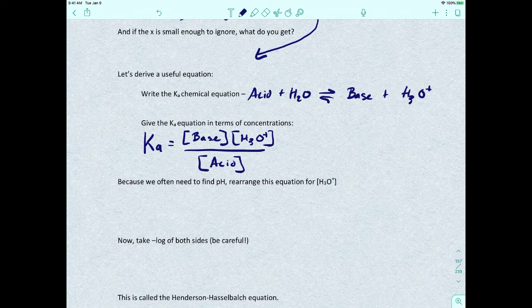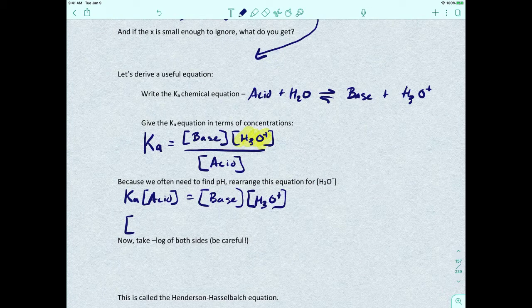Now, because we often need to find pH, let's rearrange this equation for the concentration of H3O plus. I want to get H3O plus by itself. So I'm going to multiply both sides by the concentration of the acid. Ka times the concentration of our weak acid is equal to the concentration of the base times the concentration of H3O plus. And if we divide both sides by the concentration of the base, the concentration of H3O plus is equal to Ka times the concentration of the acid divided by the concentration of the base.